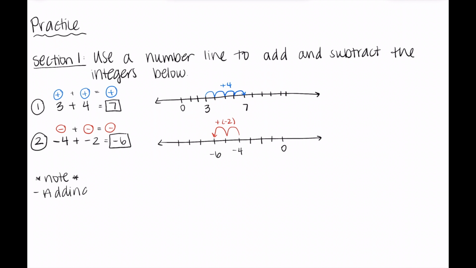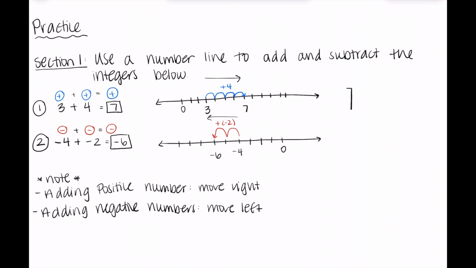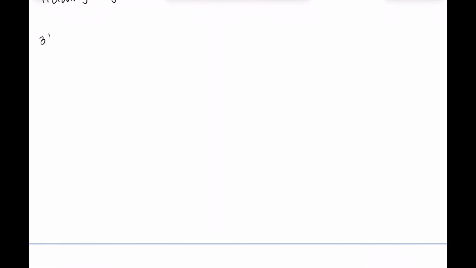And a quick note before we move on, as I marked with our blue color, when you're adding a positive number, you move to the right. And in the red, we can see that when you're adding a negative number, we move to the left. So these are very important. The first two are easy because we had the same signs, but as we get more difficult with different signs, it's really important to know that when you're adding by a positive number, you move right, and adding by a negative number, you move left. So now that we've done a few examples with same signs, let's do a few examples with different signs.